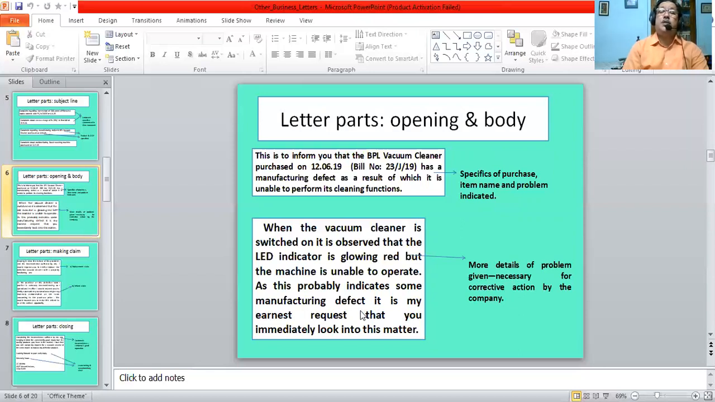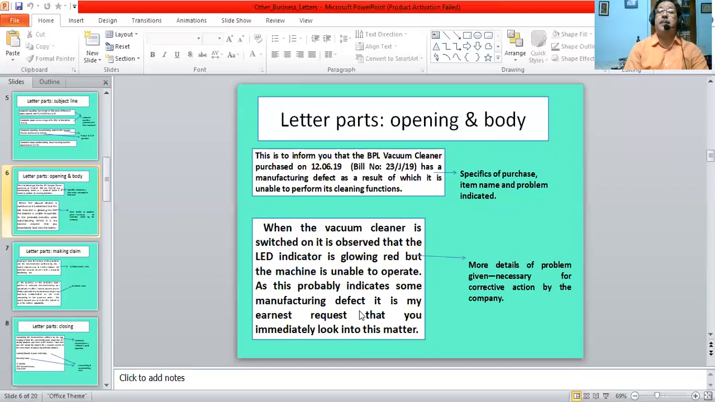Now, again, there are two reasons behind this. One is that obviously in all business communication, we are very, very specific and to the point. This is something that I have already mentioned before. The other thing is that this kind of letter is being written so that the company in turn can act on this problem. And how will the company possibly act unless you give the specifics or the nature of the problem? So therefore, it's not just enough to say that the vacuum cleaner has a manufacturing defect.